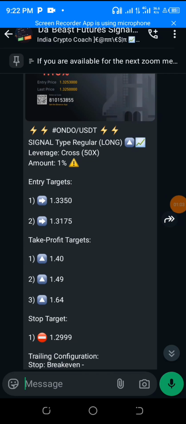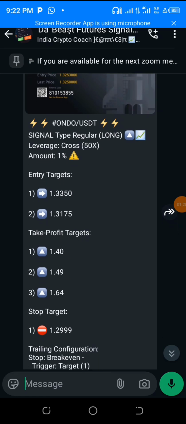Okay, this signal on the USDT. In this signal, there are some key points that you need to follow. First thing, the signal type is regular long. Long means you take a buy, so it is being precise. Leverage is also precise: you use cross leverage and not isolated leverage, of 50x.